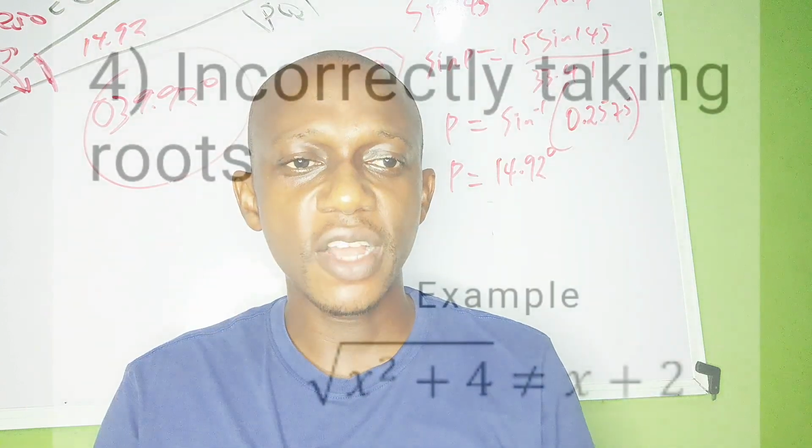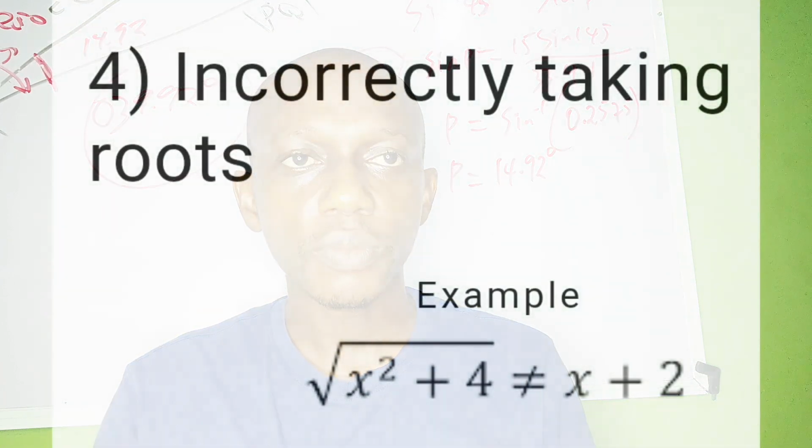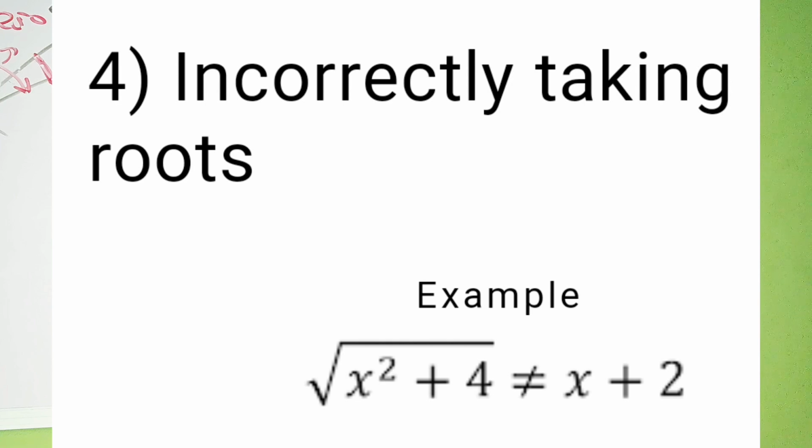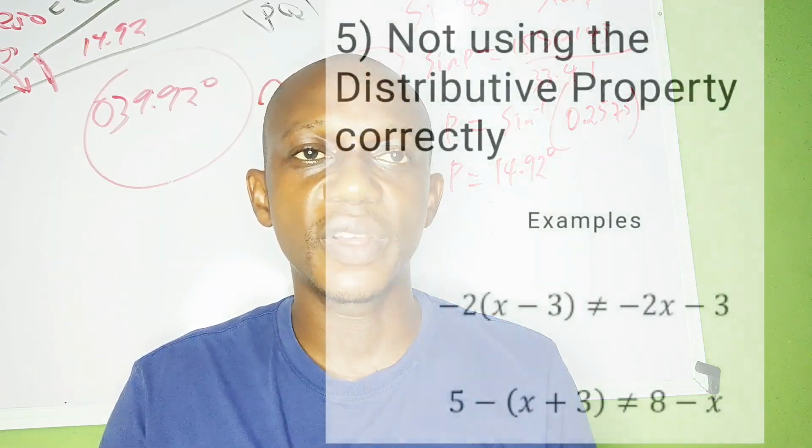The fourth one, incorrectly taking roots. We have an example there where we have the root of (x squared plus 4). Some candidates will believe that the square root will cancel the square. They also find the square root of 4 to get x plus 2. This is very wrong. The only time you can do that is if between x squared and 4 there is multiplication. That's the only time you can do that. So you have to take note of that also.